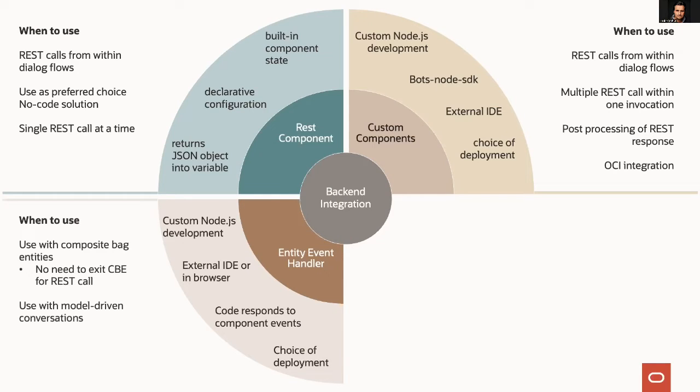So when would you use it? Well, I already said it: when you're in the context of a composite bag entity. While we were talking about entities, and last time when we talked about Dialog Flow, I brought up the term model-driven conversations, or entity-driven conversation, which is where you have the composite bag entity just prompting the user until the real-world object is fulfilled, and then you can do something with it. So that's model-driven conversation. And for this, if you need to integrate REST calls, you would use the entity event handler.